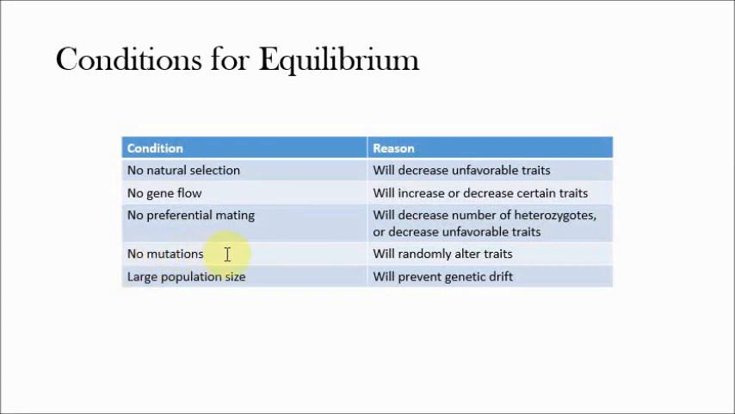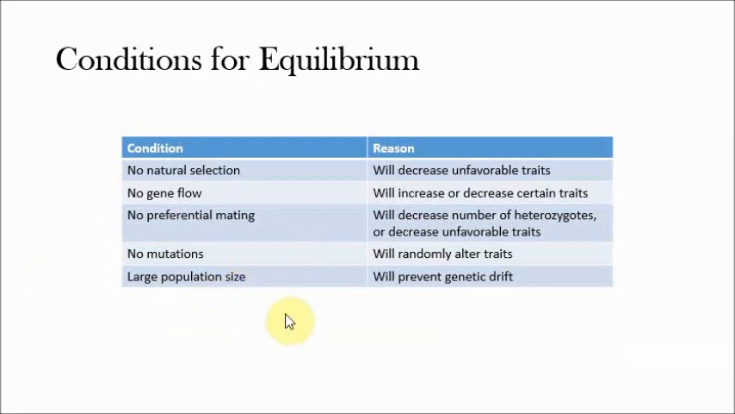Next, no mutations can be occurring. Of course, this will randomly alter traits. Generally, we can almost ignore this one because mutations occur at such a minute scale, but if mutations are occurring, that will change the equilibrium in a way that we can't really predict.